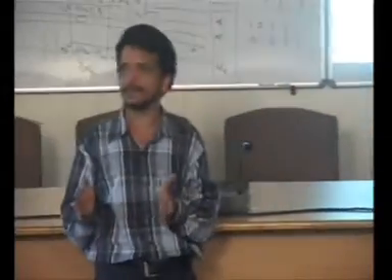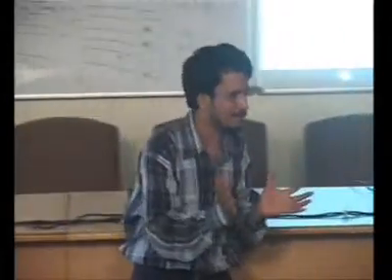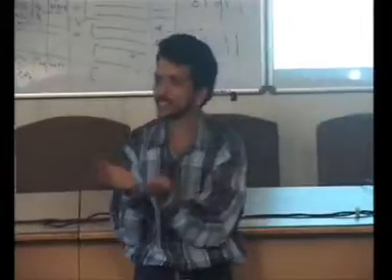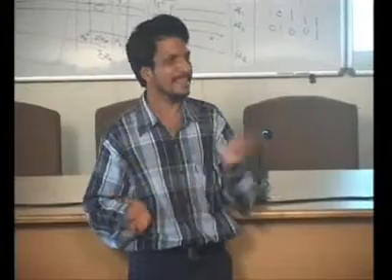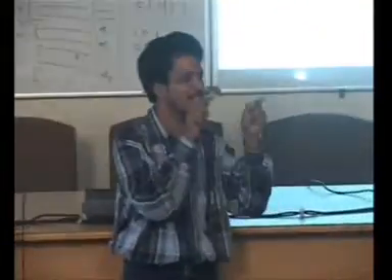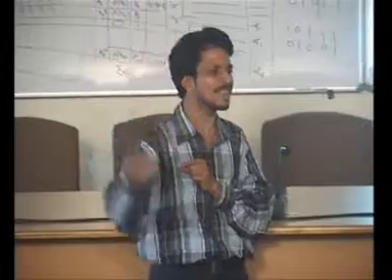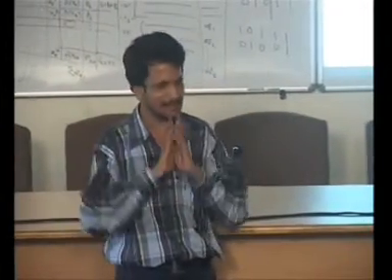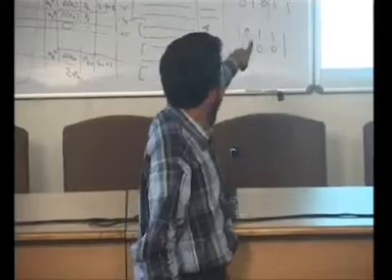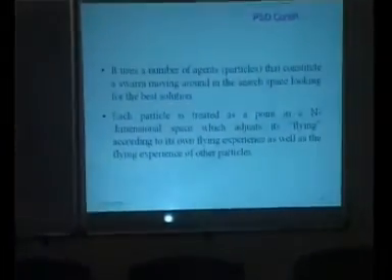In GA, we call it a population. In particle swarm optimization, we call it a swarm. Swarm means group, so here a group of population is known as a swarm. In GA, each member of the population is known as a chromosome. Here, each member of the population is known as a particle. Same thing, we generate randomly, nothing else. It uses a number of agents or particles that constitute a swarm.